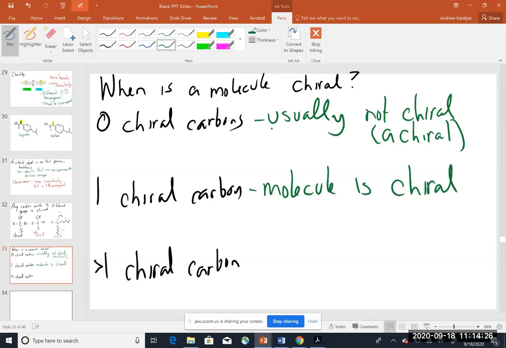But notice I use the word usually. So does that mean that there are chiral molecules that don't have any chiral carbons? The answer is yes. They're not terribly common, but they do exist. And what about more than one chiral carbon? If there's more than one chiral carbon, the entire molecule is usually chiral. But there do exist, and do exist actually a fair number of molecules that have two or more chiral centers, but are not chiral.